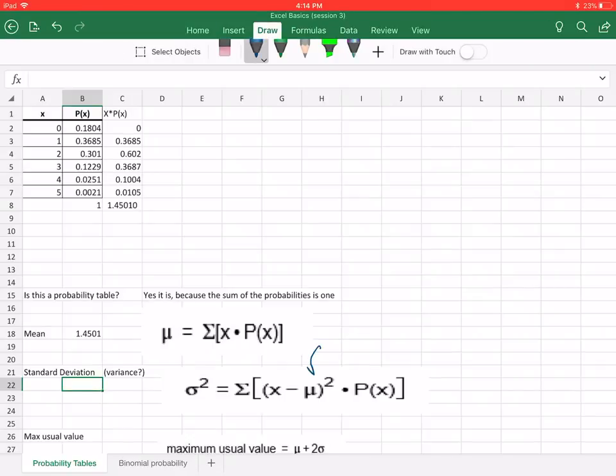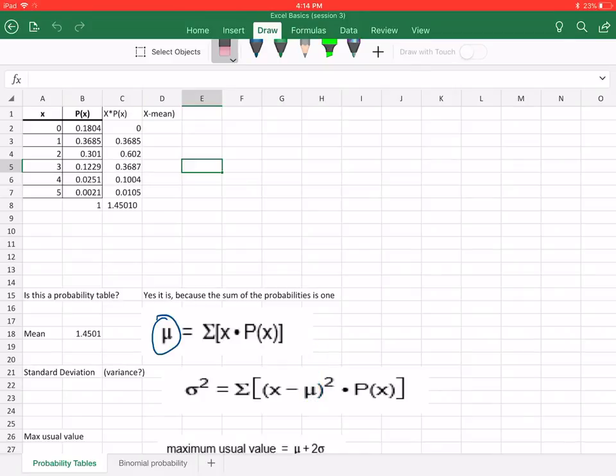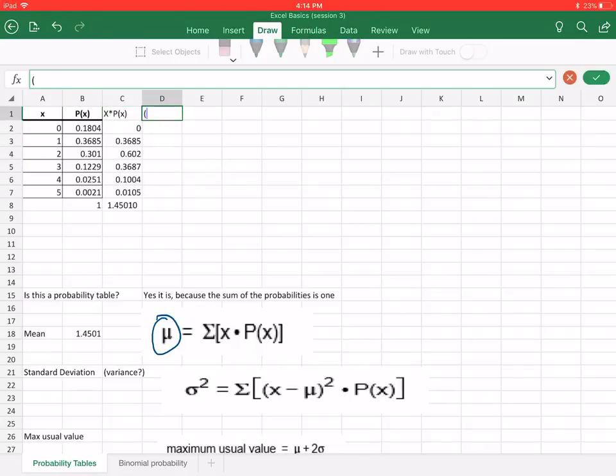So if we're looking at our equation, that symbol there is the mean. It's the same symbol that you see right here, times p of x. So the first thing we're going to do is take the x minus the mean. So I'm just going to write x minus mean in this column. And then you're actually going to square that as well. If I get rid of that, you can see that it's in parentheses and that it's being squared. So I'm going to go ahead and just square it right away rather than waiting.